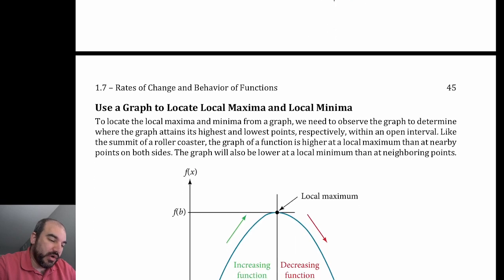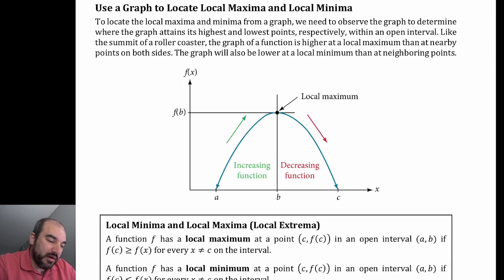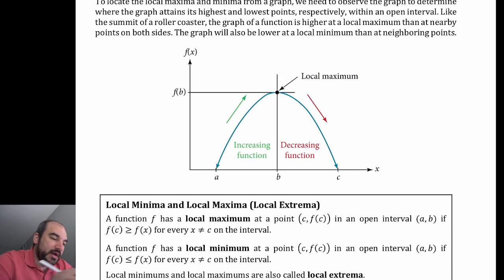Moving on to local maxima and local minima. So we have a nice little picture here. If a graph ever switches from increasing to decreasing, that point, the highest point or lowest point, is going to be called a local maximum or local minimum, depending on which way your graph turns.